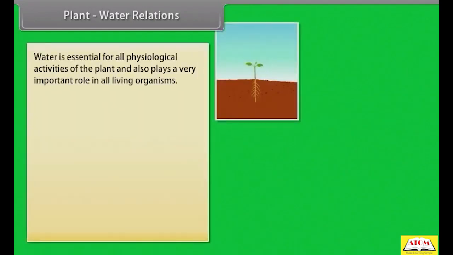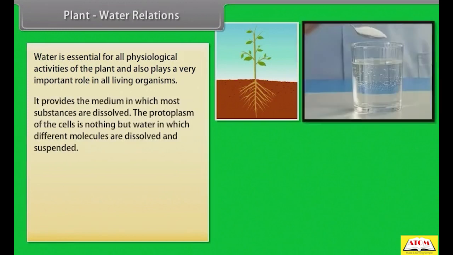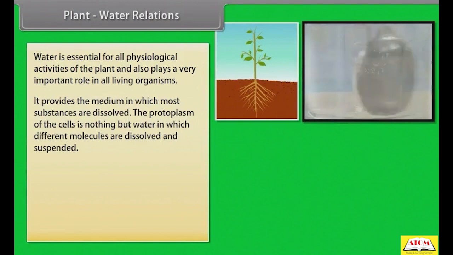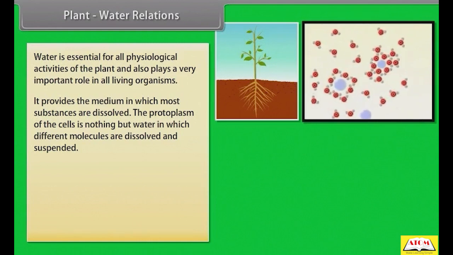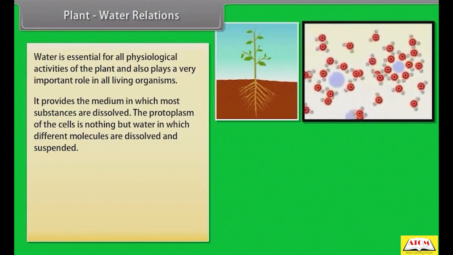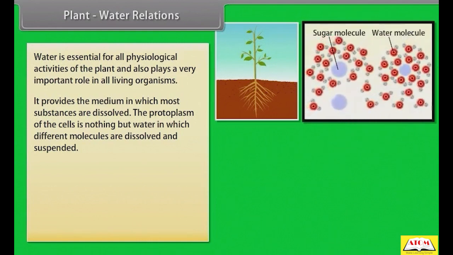Plant-water relations. Water is essential for all physiological activities of the plant and also plays a very important role in all living organisms. It provides the medium in which most substances are dissolved. The protoplasm of the cells is nothing but water in which different molecules are dissolved and suspended. A watermelon has over 92% water.